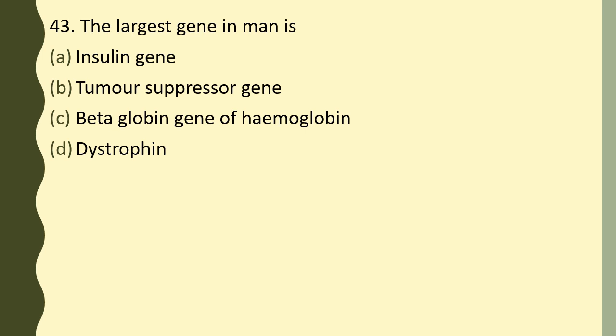Question number 43. The largest gene in man is insulin gene, tumor suppressor gene, beta globin gene of hemoglobin, or dystrophin gene. Largest gene in man is. Correct answer is option D, that is dystrophin gene.